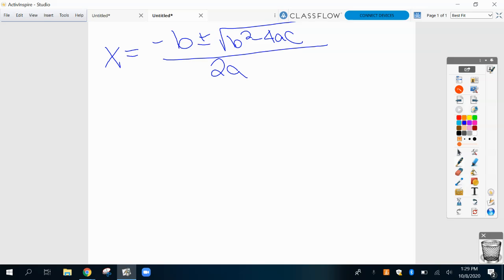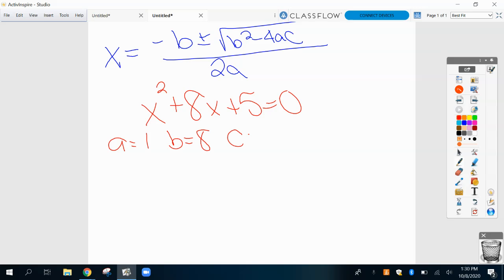Okay, so x equals negative b plus or minus the square root of b squared minus 4ac all over 2a. Some other reminders with the quadratic formula is that we always want to make sure that it is set equal to 0. And then you're going to start finding your numbers to plug in. So let's say we have x squared plus 8x plus 5 equals 0. This is in the correct form. So a equals 1, b equals 8, c equals 5.